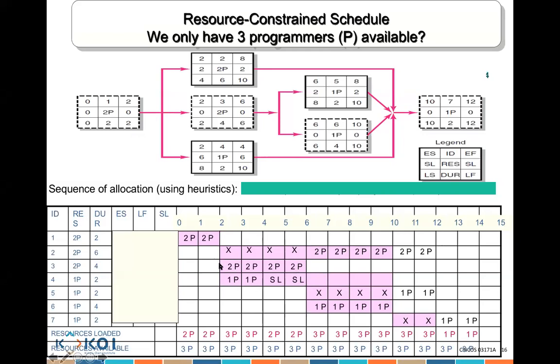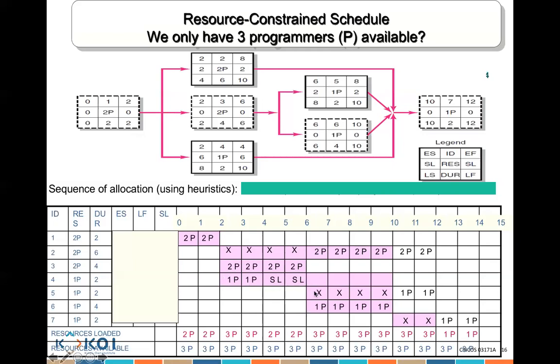What about activity 3? When can it start? Day 2, to which day? 6. What about activity 4? Early start is 2, but the latest I can finish it is day 6. I can start it in day 2 if I want to, but I can finish it in day 6 if I want to. Why? Because I have a 2-day slack.